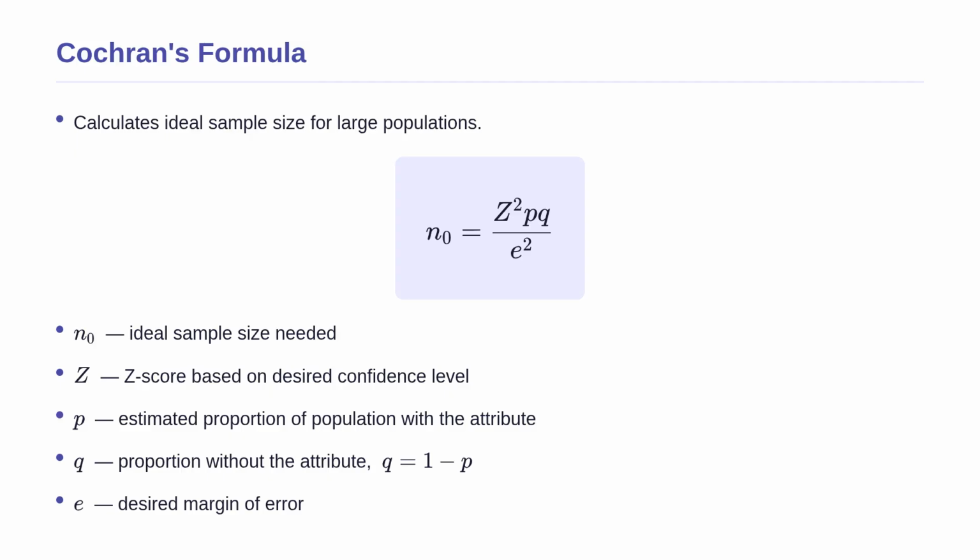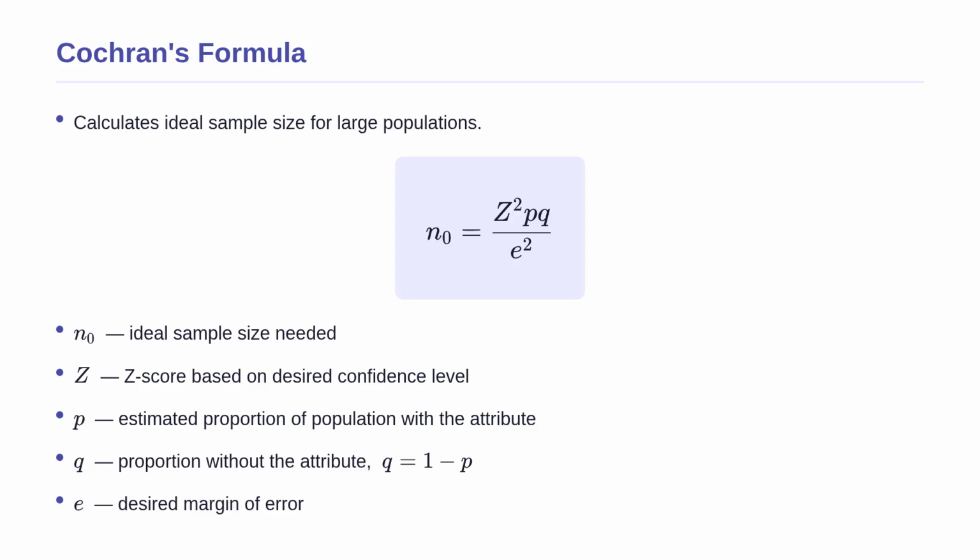Now that we understand these conceptual pillars, let us look at how they combine mathematically. Let us break down what every symbol in this powerful formula means. The formula is N0 equals Z squared times P times Q, all divided by E squared. The variable N0 represents the ideal sample size, the exact number of people we need. The symbol Z is the Z-score, a statistical value based on how confident we want to be, like 95%.